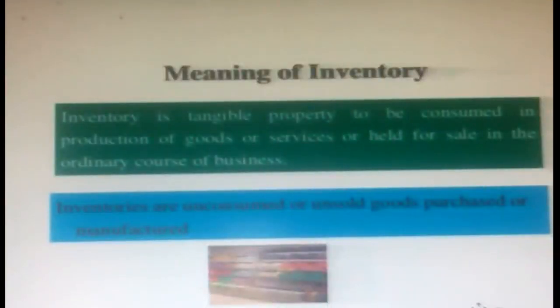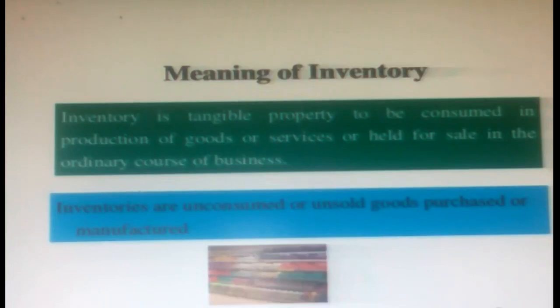See, inventory is a tangible property to be consumed in production of goods or services or held for sale in the ordinary course of business. So end of the year, the unsold item is called inventory or stock, correct? So inventories are unconsumed or unsold goods purchased or manufactured, correct? So what is the product you are keeping in your hand? That is called inventory, correct?